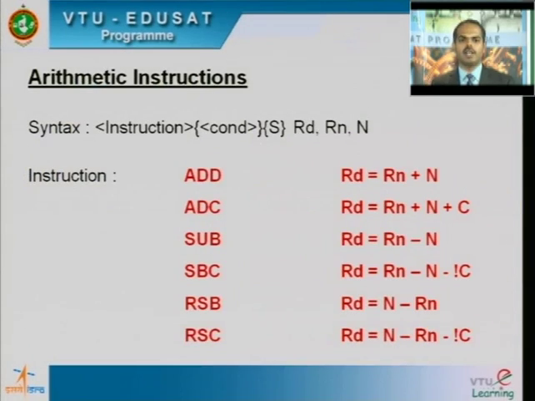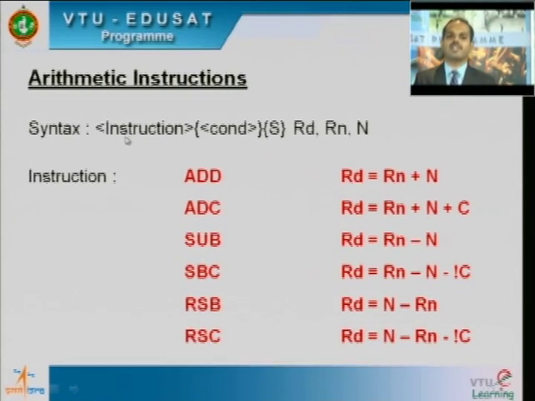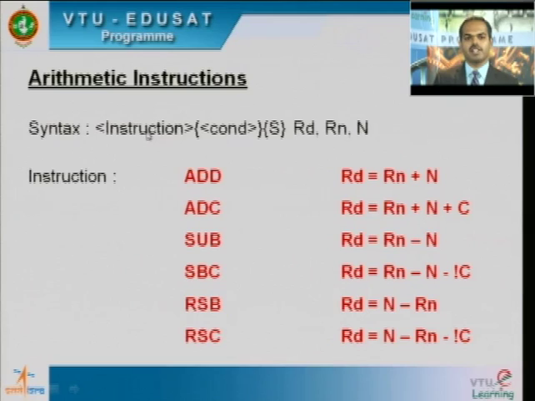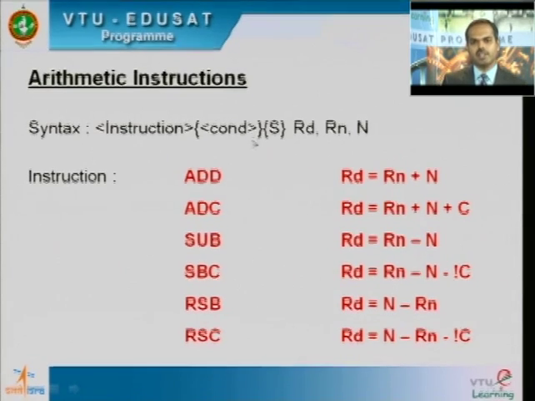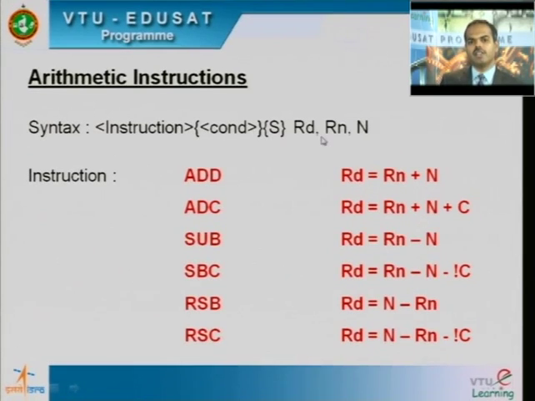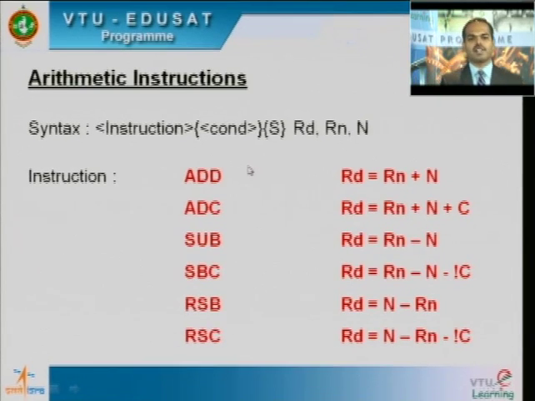Now, we will go with arithmetic instructions. There are 6 possible arithmetic instructions available in the ARM7 family, or ARM architecture version 4T. The general syntax of an arithmetic instruction is the instruction with a condition, suffix S, Rd, Rn, N. Now we'll take a particular example and study what the possible instructions are.